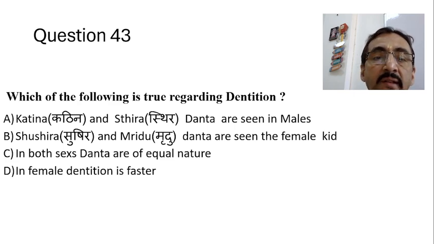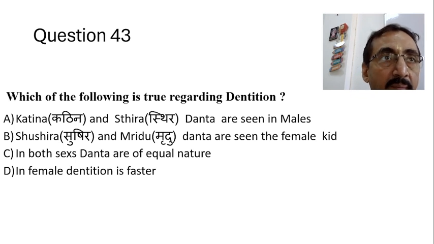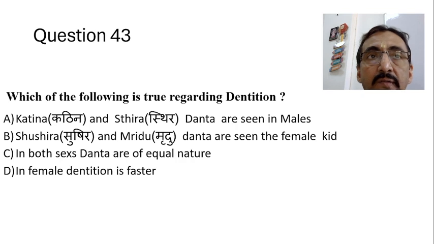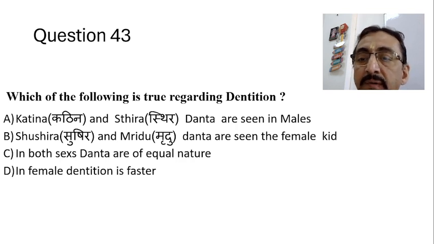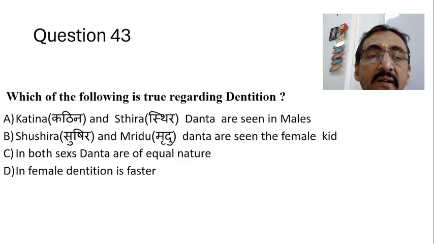Which of the following is true regarding dentition? Kathina and Sthira Danta are seen in male child. Sushira and Mrudhu Danta are seen in female child. In both sexes, danta are of equal nature. In female, dentition is faster. Okay, this is the question. Kathina and Sthira danta are seen in male. Yes, this is the right answer. This is true.